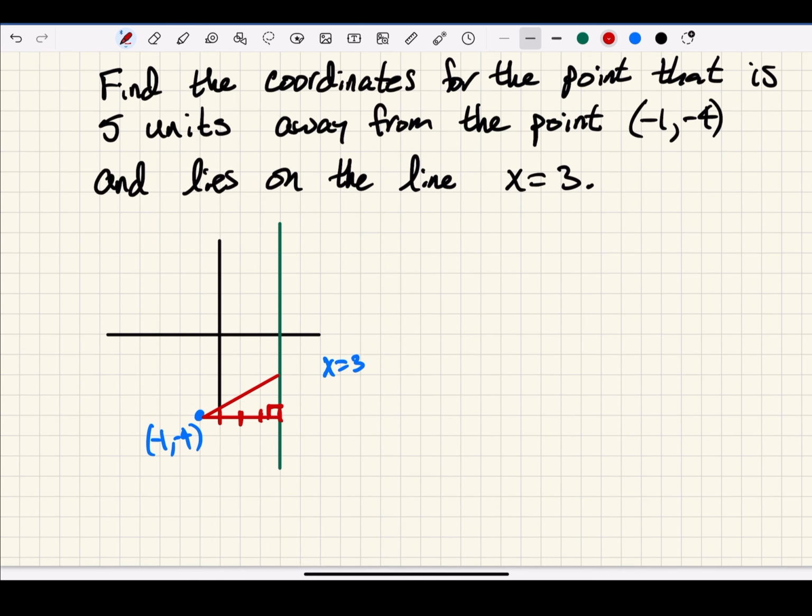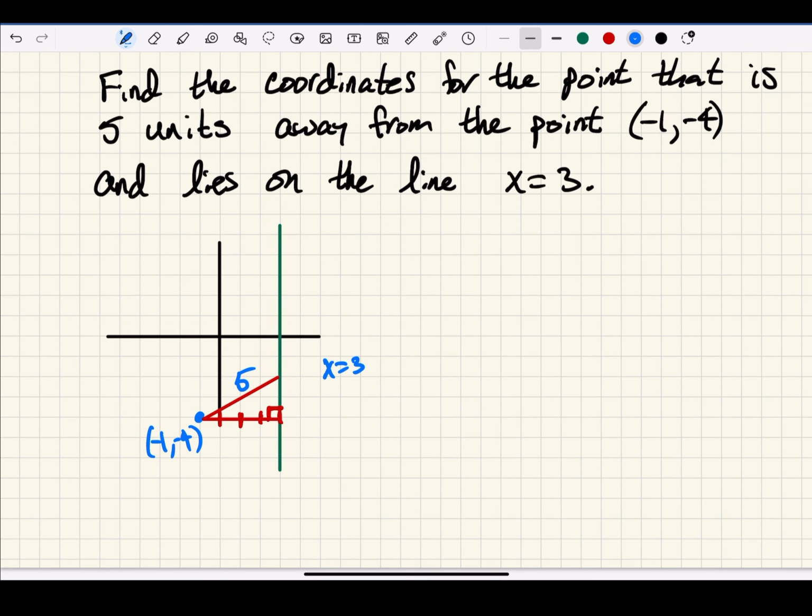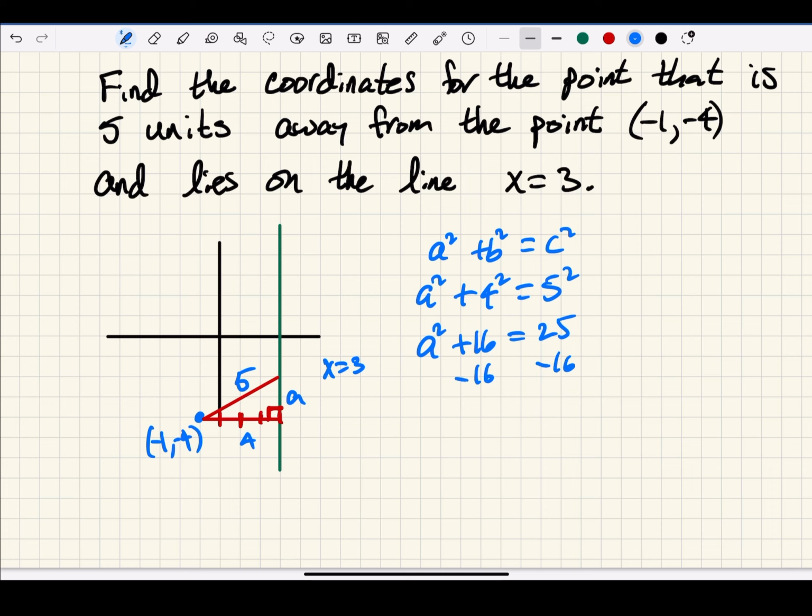We know that this distance is 5, that's the hypotenuse, and that this distance is 4, that's one of the legs of the triangle. So we could call this side a, and then use the Pythagorean theorem, a squared plus b squared equals c squared. And then we could say, all right, a squared plus 4 squared equals 5 squared. So a squared plus 16 equals 25. Subtract 16 from both sides, and we would have a squared equals 9.